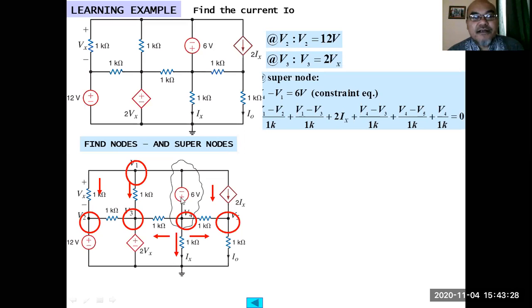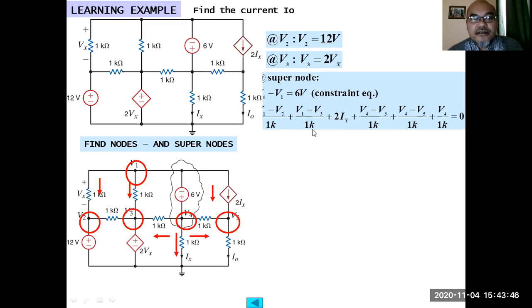V4 minus V1, this is the constraint equation. V4 minus V1 equals 6 volt, because this V4 is drawn here as having higher potential compared to the V1 on the top. So V4 minus V1 equals 6 volt.